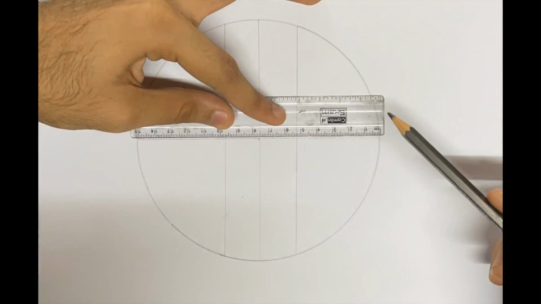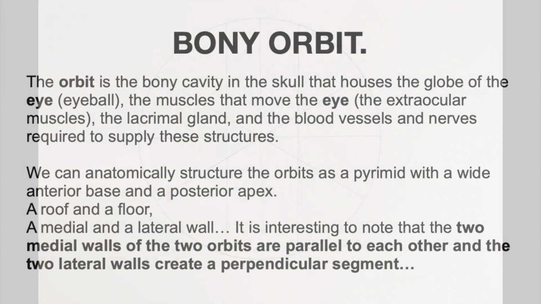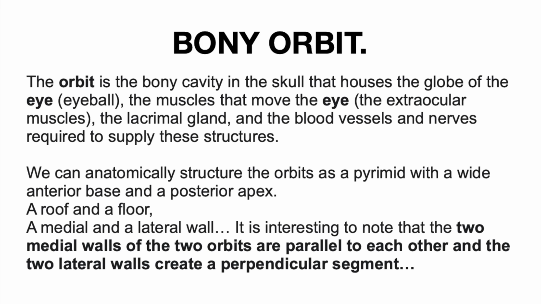The bony orbit is complex, but we'll try to simplify it. The bony orbit is the bony cavity in the skull that houses the globe of the eye, that's the eyeball, the muscles that move the eye, that's the extraocular muscles, the lacrimal gland, and the various blood vessels and nerves.